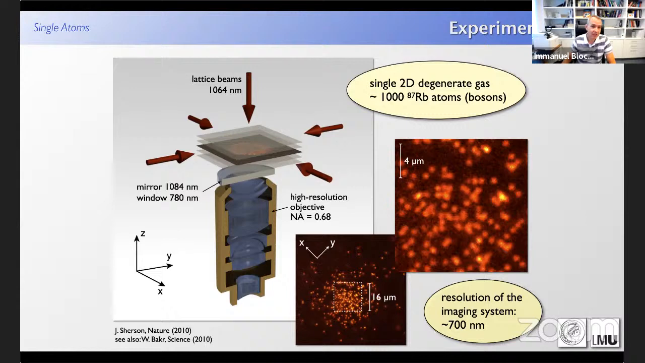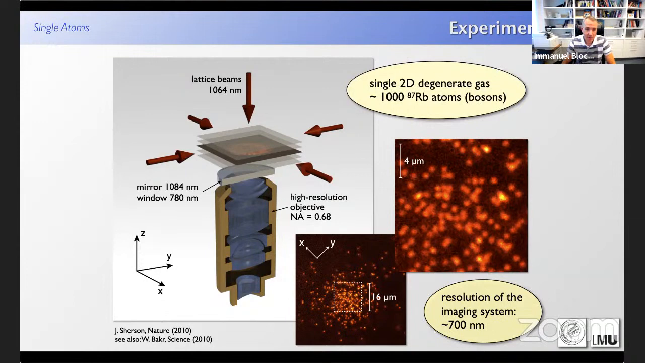We create, for example, a single two-dimensional plane in which the atoms can move. Then we have lattices in the X and Y direction created by these interfering laser beams. And then when we want to see the atoms, we scatter resonant light off them. So they light up, they fluoresce, and we detect the fluorescence image with a very good objective with a high numerical aperture. And if you do everything right, you see images like this one, for example, a thermal gas, where each bright spot that you can see here is actually a single atom in the system.